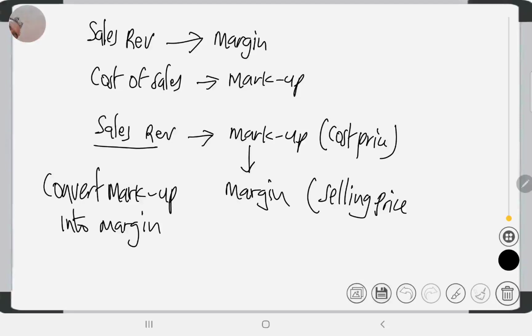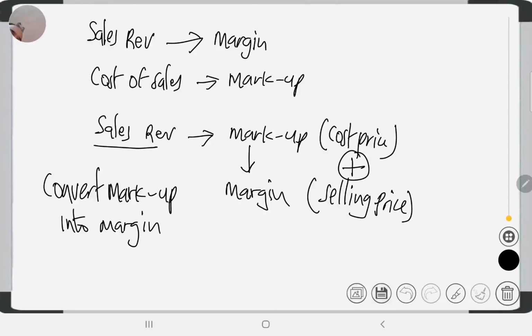So how are we going to convert markup into margin? Markup is based on cost price, and we are going to convert it into selling price. So we have to add to the cost price, because selling price is greater than cost price. Whenever we convert markup into margin, we will have to add.